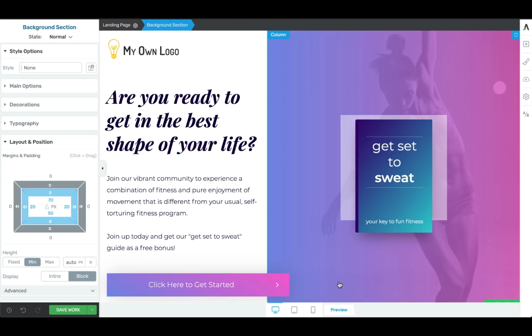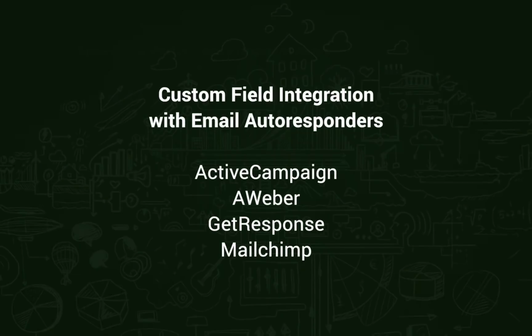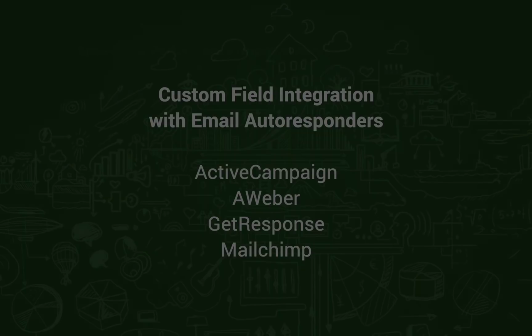The last new feature that we have is also for the lead generation element, and it's custom field integrations with your email autoresponder. This is not to be confused with the custom fields that we mentioned for the post list element. This is for your email marketing tool. So currently we have it available for ActiveCampaign, Aweber, GetResponse, and MailChimp, but we are looking to roll out these features to other email marketing tools shortly.